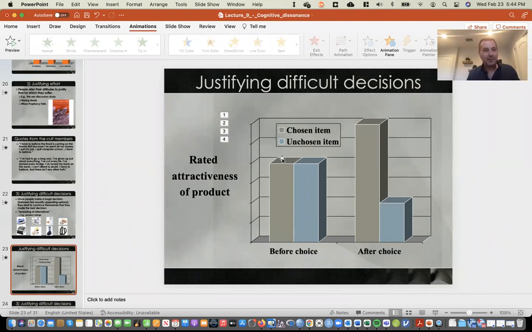So to avoid that dissonance, I convince myself, of course, I need a blender really badly, right? And all you think about are all the good parts of the blender and the negative parts of the toaster, to convince yourself you made the right choice. So the blender gets more attractive and the toaster gets less attractive. This is called the spreading of alternatives, because the ratings of the two products, which are very close to begin with, spread out as soon as you make a choice.